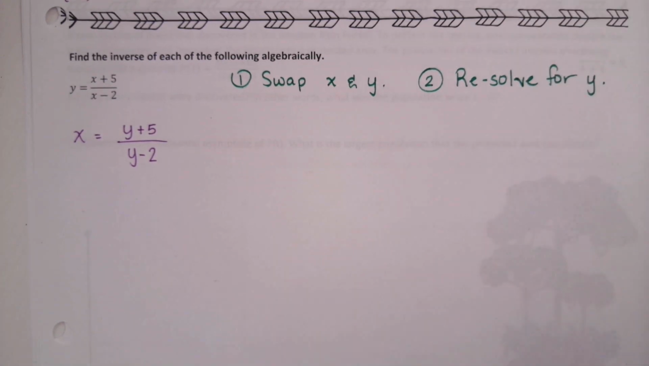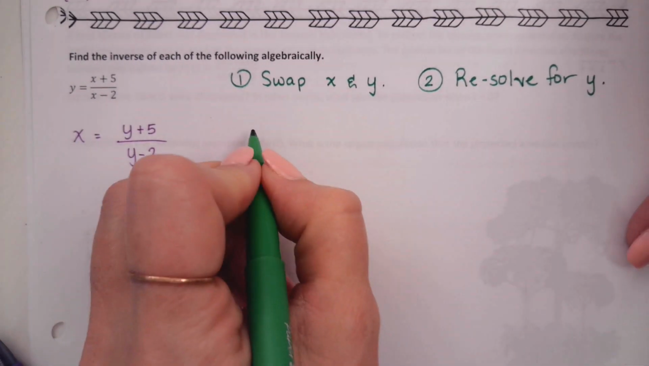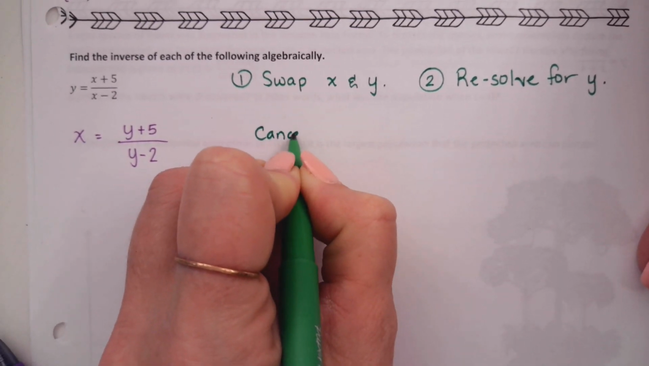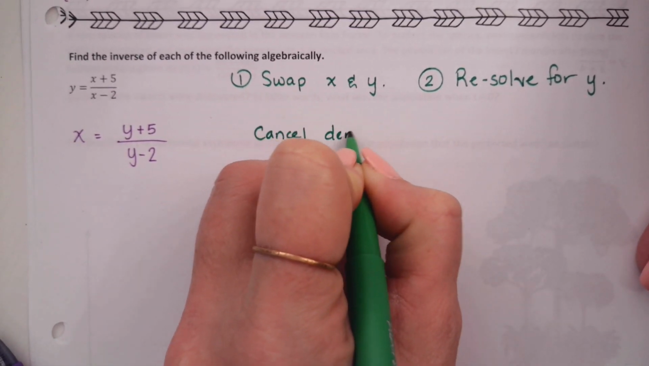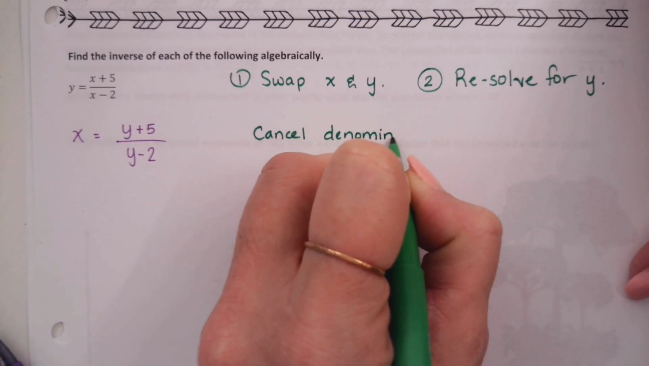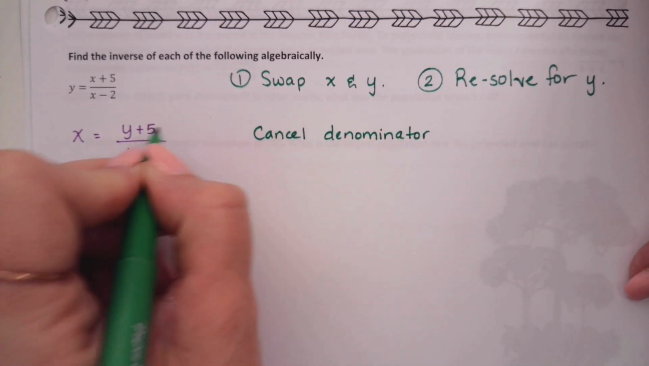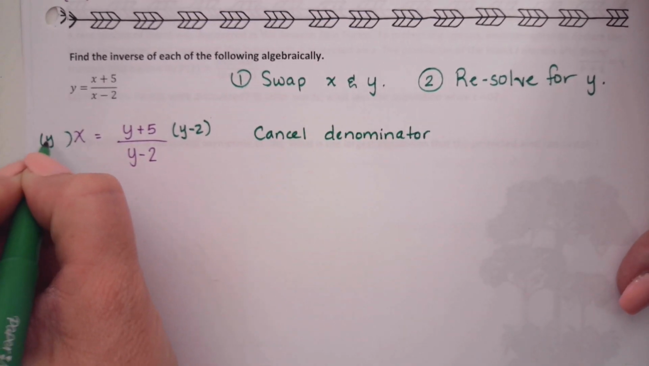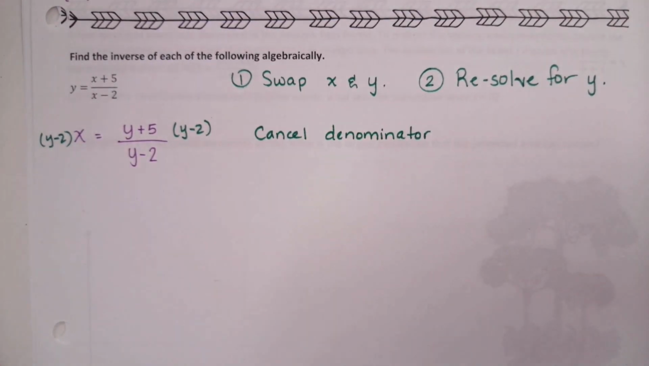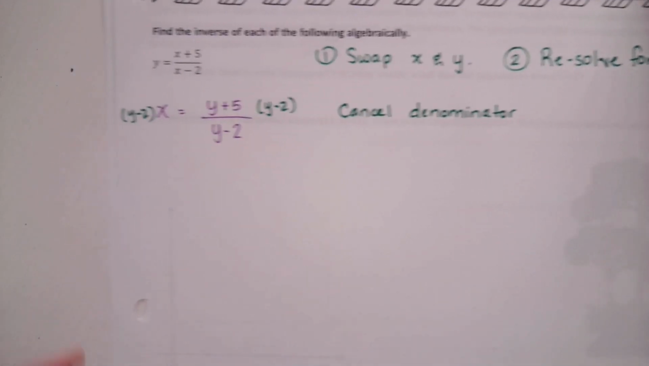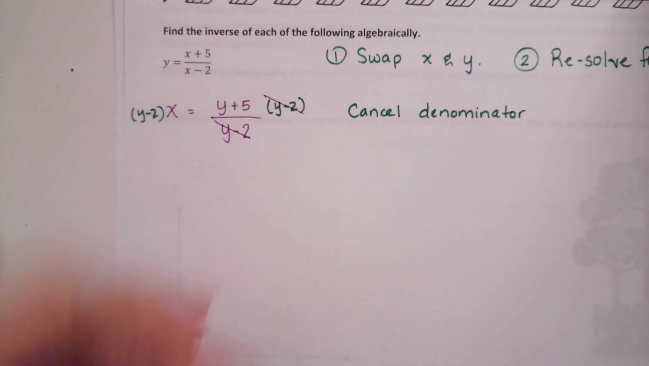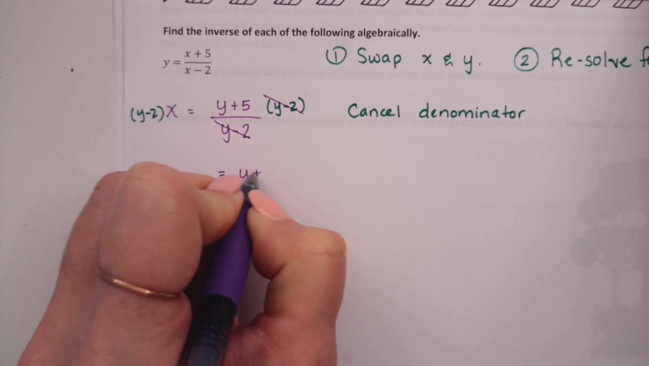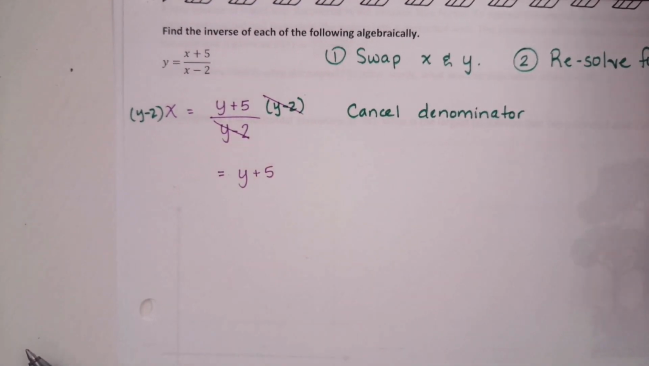What do you think we should do next? Multiply by the denominator. Cancel the denominator, by multiplying by y minus 2 on both sides. Very good. Alright, that's going to clean up the right side. What am I going to do on the left side though? Distribute. Very good.